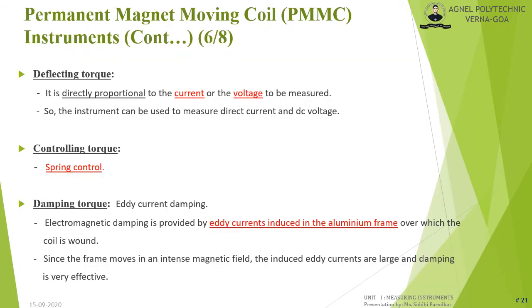For operation of PMMC instruments, three types of torques are necessary. They are deflecting torque, controlling torque, and damping torque. Deflecting torque is directly proportional to the current or the voltage to be measured. Controlling torque is provided by the spring control, and damping torque, that is eddy current damping, is provided by the aluminum frame over which the coil was wound.